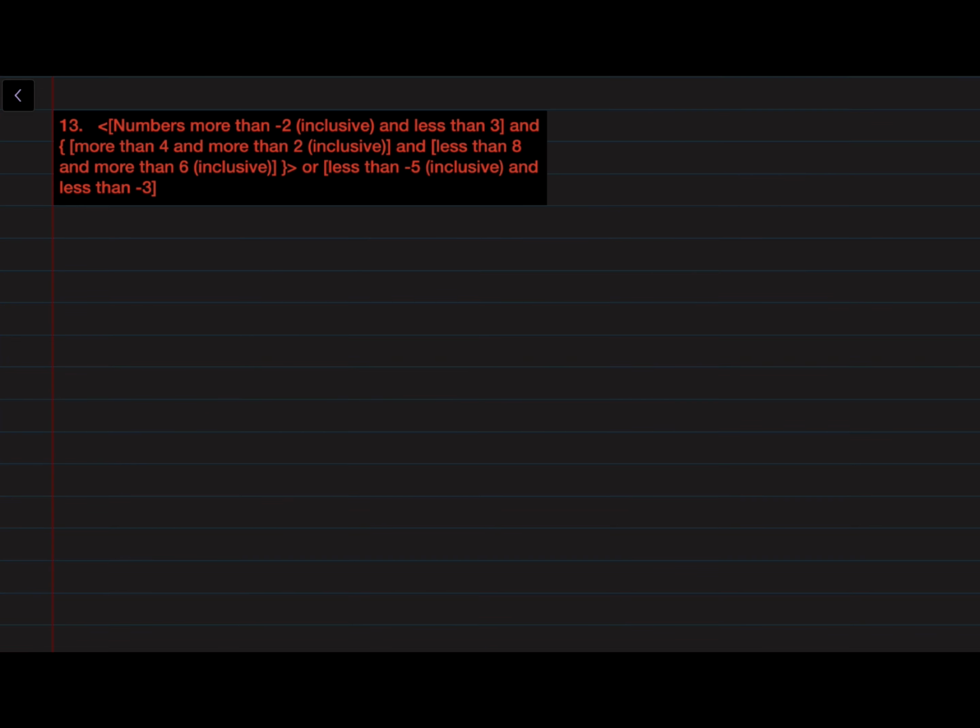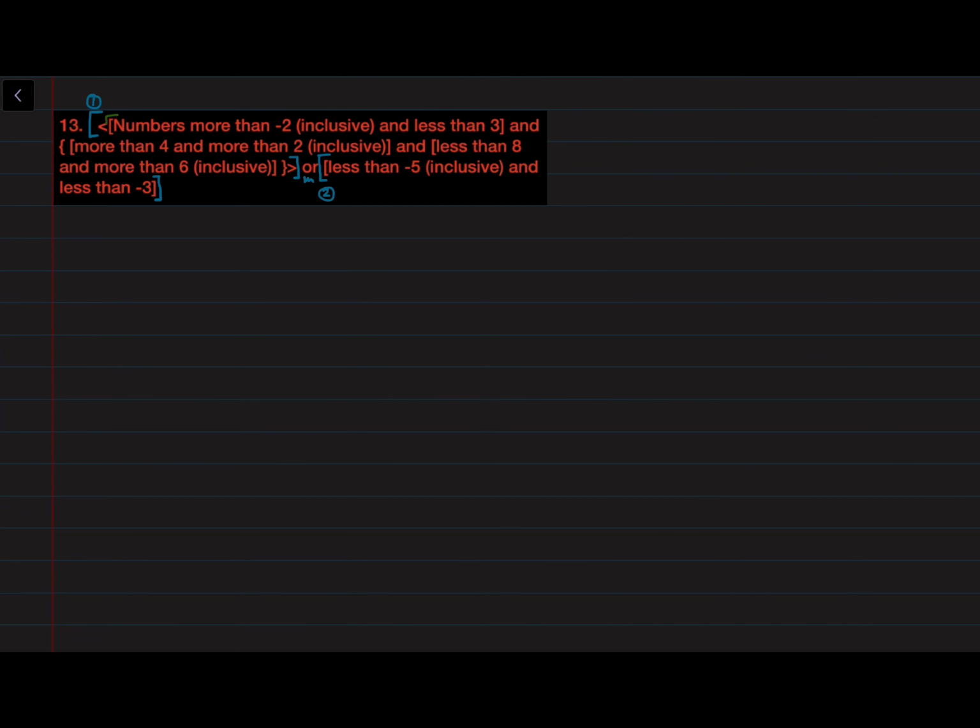So for this question, we have 2 parts. We have this part and we have this part. Let's number them 1 and 2. And the operator that we have between them is an OR operator. Part 1 has a few more parts, so let's look at them.